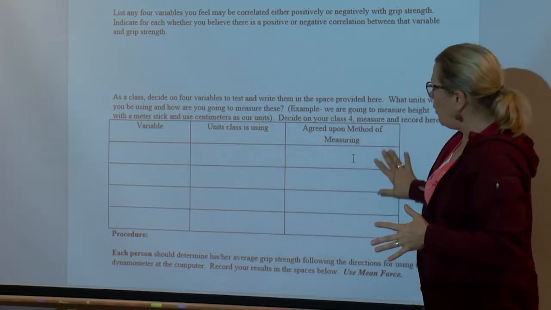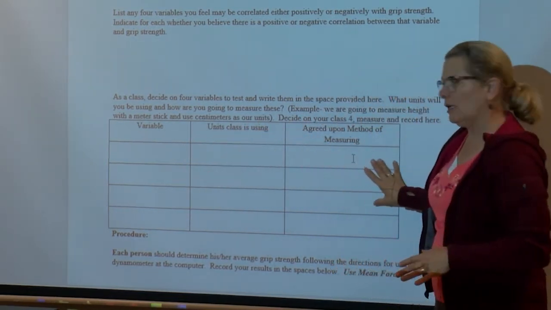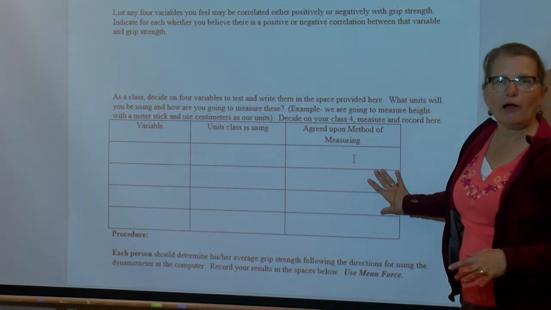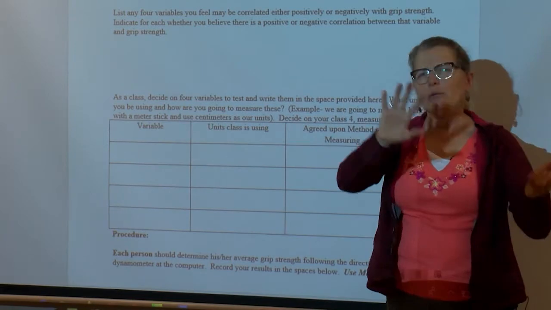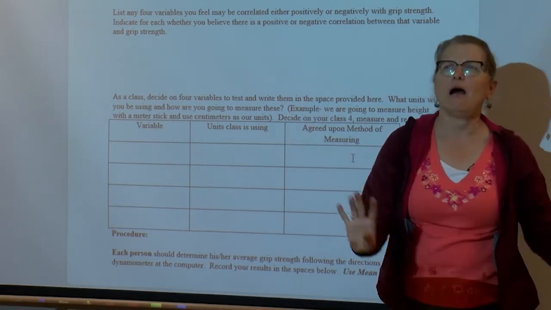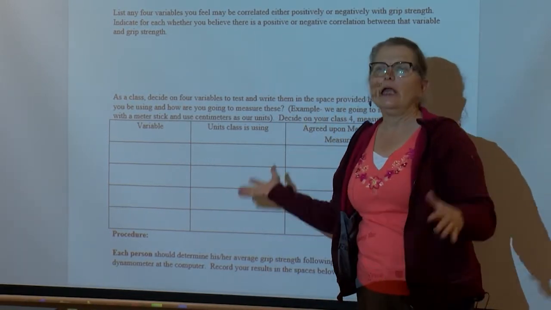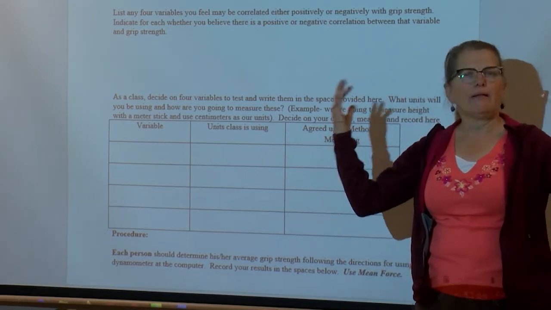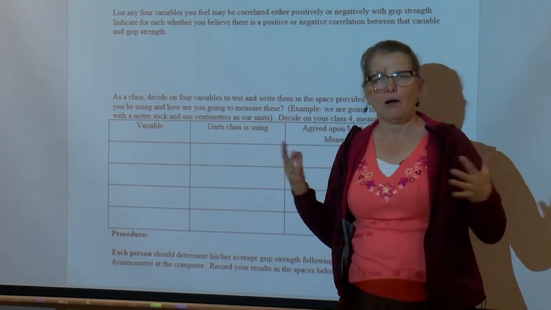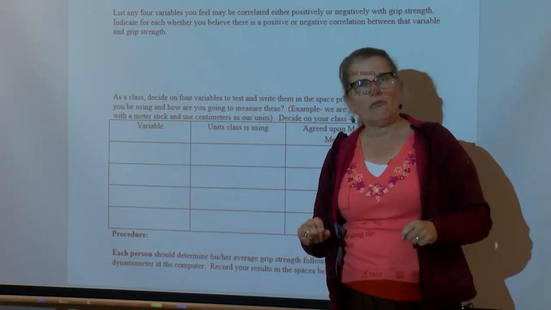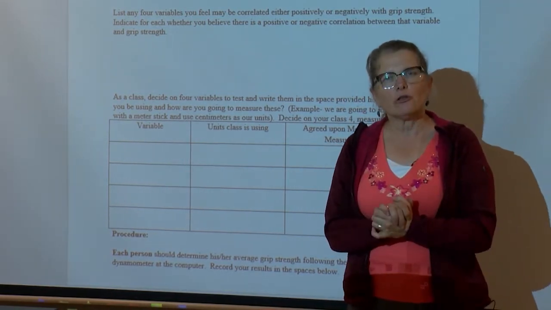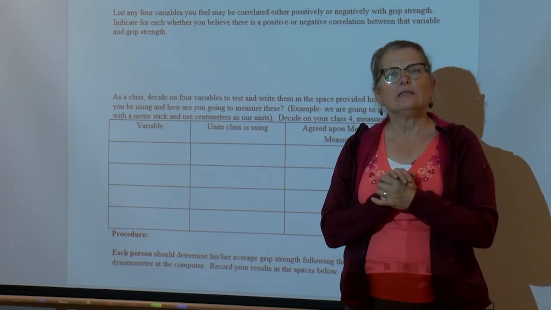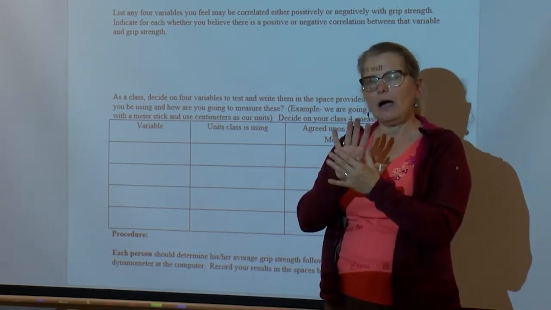So that's what this particular table is for. Once we come up with our 10 ideas, like people pick age, or how much you exercise, or what sports you play, there are lots of different ideas people come up with. We decide on 4, then we discuss how you are going to measure those 4.